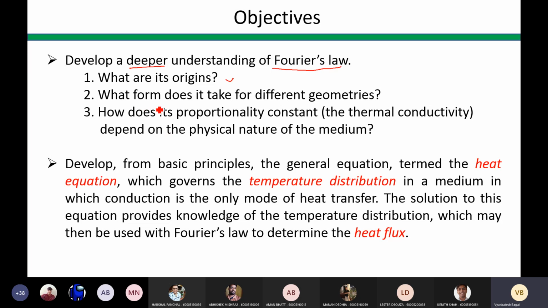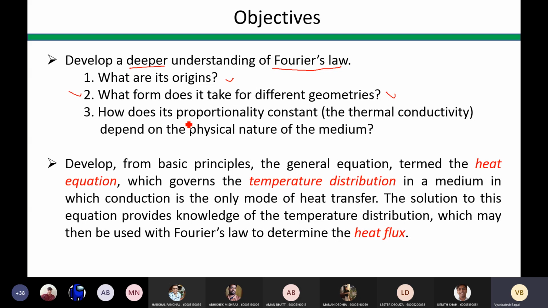Then second, what form does it take for different geometries? For example, if you have the simple cubical structure, you may talk about the Cartesian coordinate system. If it is a cylinder, you may think about the cylindrical coordinate system. If it is in the form of a sphere, you may talk about the spherical coordinate system. So depending on the geometry, the form of this law or the equations may change. I want my students to understand that part also.